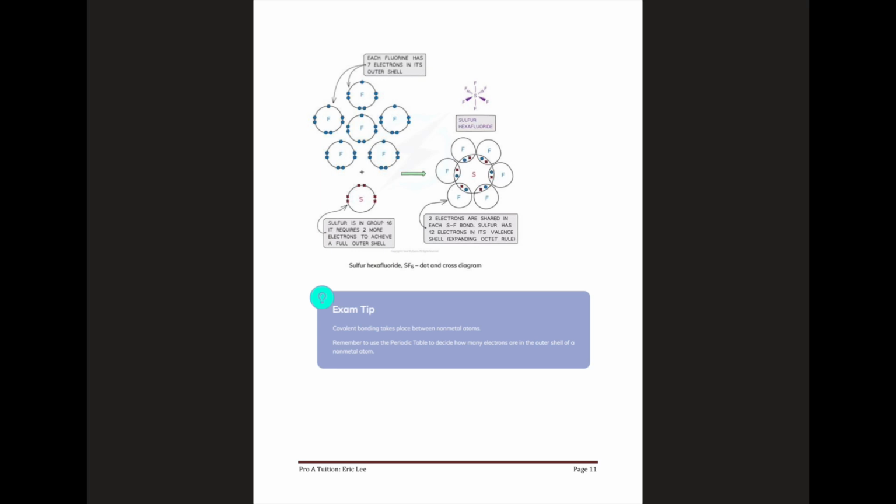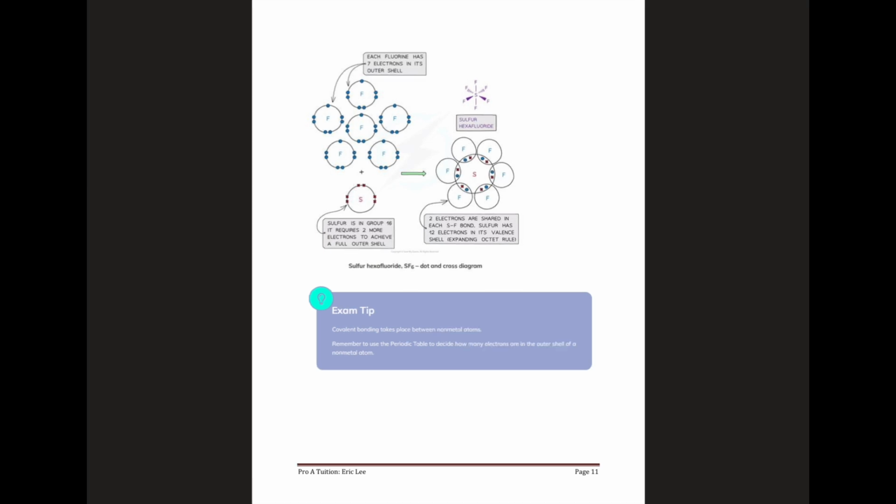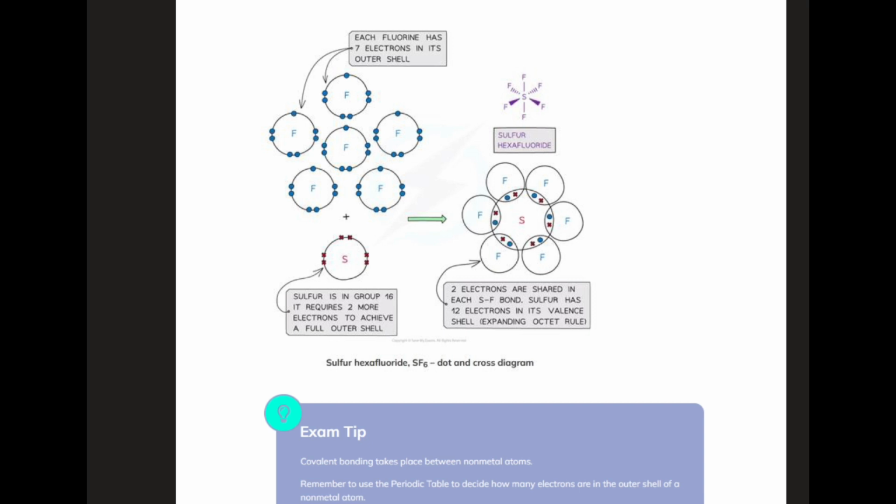Okay, then again, one more example. You can see for this case, sulfur has 6 valence electrons. The fluorine here, they have 7, they lack 1, so they need 1 electron each. So for 6 of them, you get 1 electron each from the 6 electrons here, and they form something like that. Again, you can see sulfur can take 12 electrons for this case. So this is again expanding the octet rule. Okay, so this is the structure, sulfur hexafluoride.